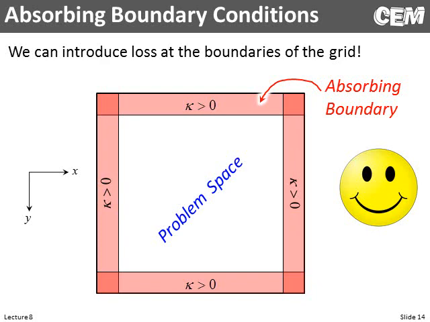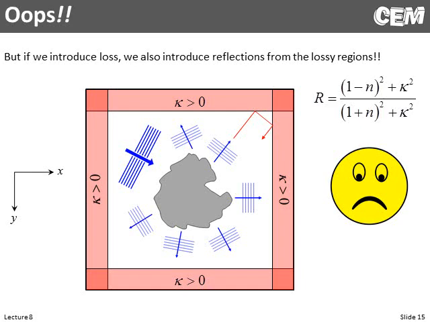So we can't have an infinitely sized grid, so the idea is let's just put in some loss into the outer regions of our grid and absorb the waves. All that seems wonderful. However, remember from that original reflection equation that loss also contributes to reflection. So while we may be absorbing the wave a little bit, we actually introduced new reflections. So that's a problem.